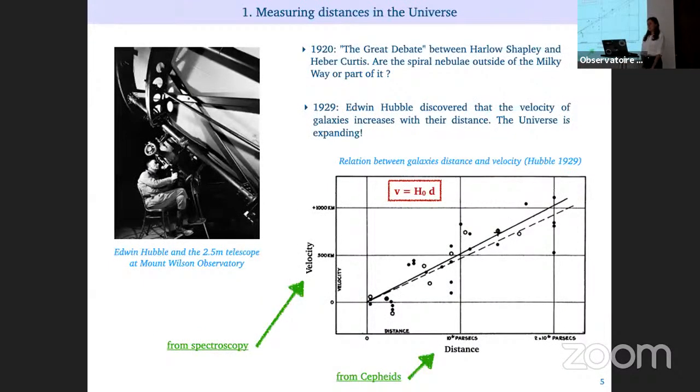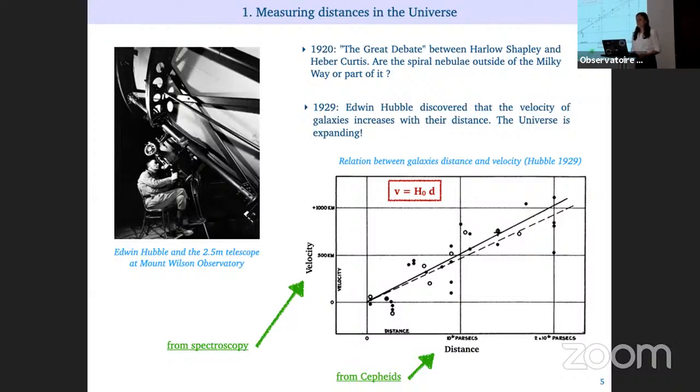At that time, there was a great debate between Shapley and Curtis. They were observing spiral nebulae in the sky, and Shapley believed that they are all inside the Milky Way, while Curtis believed they are outside and they are different galaxies. So using Leavitt's relation and Cepheids, they finally answered this question and put an end to this debate. So in the end, Curtis was right. These galaxies are outside of the Milky Way.